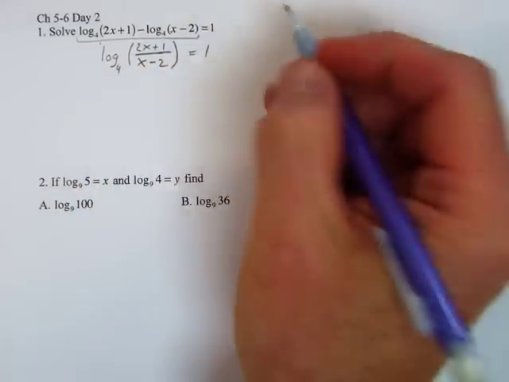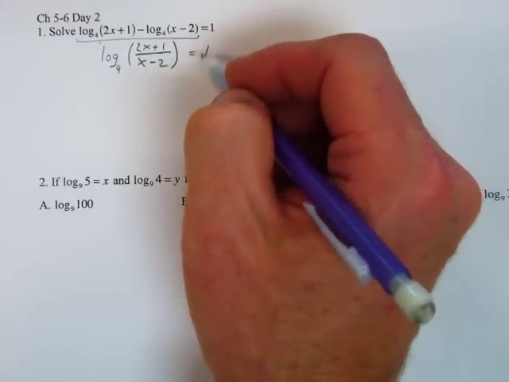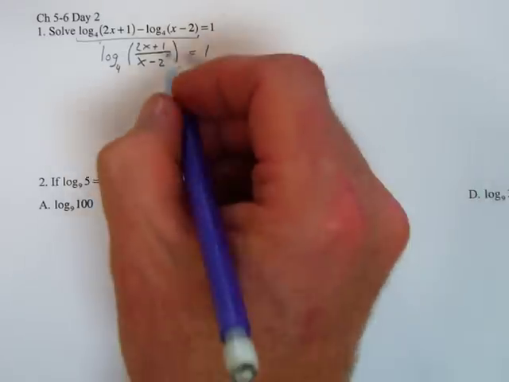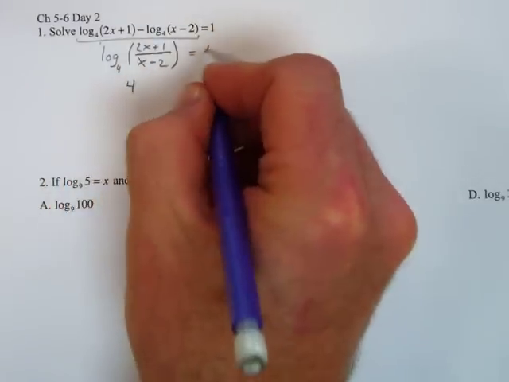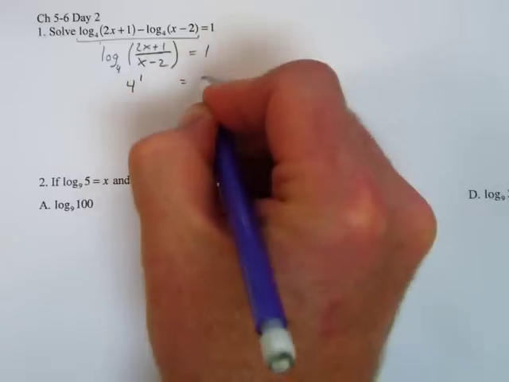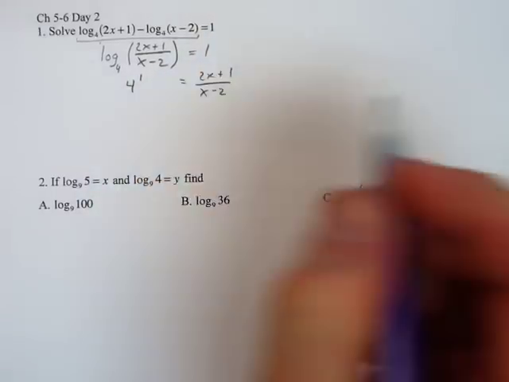And that equals 1. So this is a log equation. We want to solve this log equation. We want to transform it to an exponential equation. The base of our log is 4. A log is an exponent, 4 to the 1 equals 2x plus 1 over x minus 2.